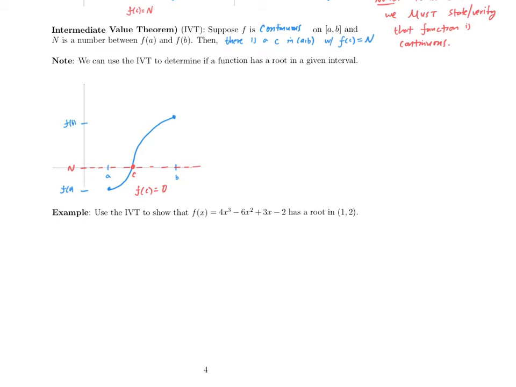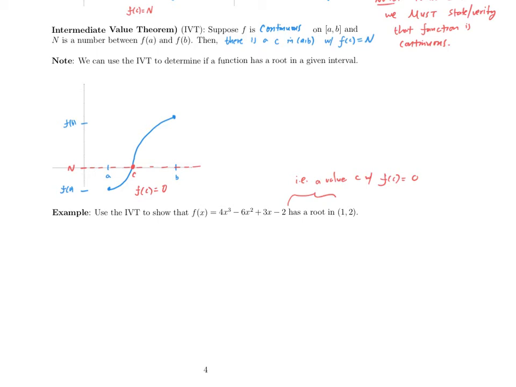So let's go ahead and put this idea to use for us. A common example involves the following. Use the intermediate value theorem to show that the given function has a root in between 1 and 2. And just to make sure that we're all on the same page, when we say that something has a root, what we are really saying is there is a value c where the function output at c is going to be 0.